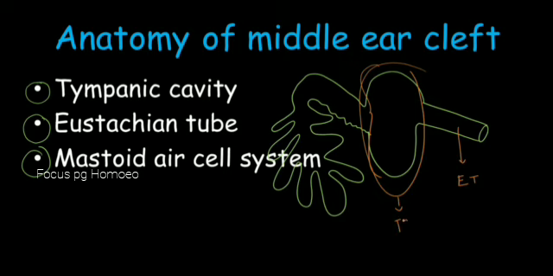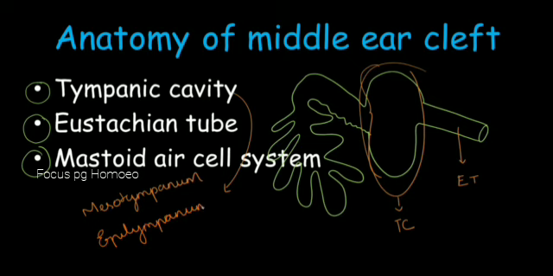So in the tympanic cavity, we have three different parts. First one, mesotympanum, then epitympanum, and hypotympanum. So there are three different parts inside the tympanic cavity. Let me show you where it exists. So here is the epitympanum, that is in the upper part, and then comes the mesotympanum in the middle part and the hypotympanum in the lower part of the tympanic cavity.